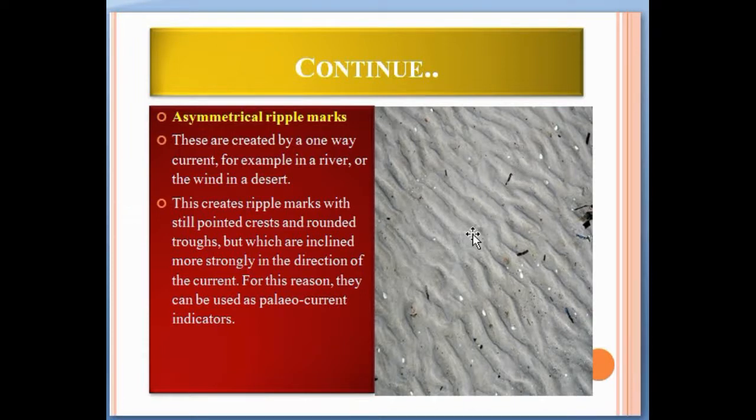This type of ripple mark is used as a paleocurrent indicator because a one-way current is very important, and a one-way current flows for millions of years, and in that period the sediment is deposited in particular basins or areas. So asymmetrical ripple marks are very important for paleocurrent indication and to delineate the age of stratigraphy.